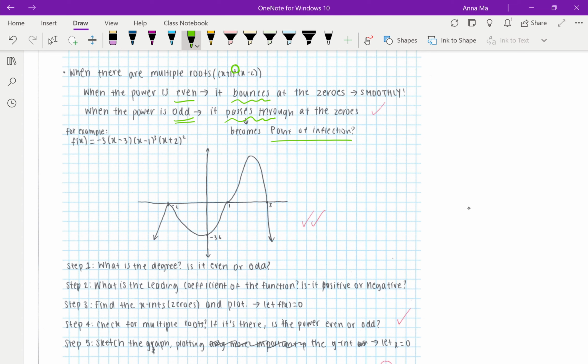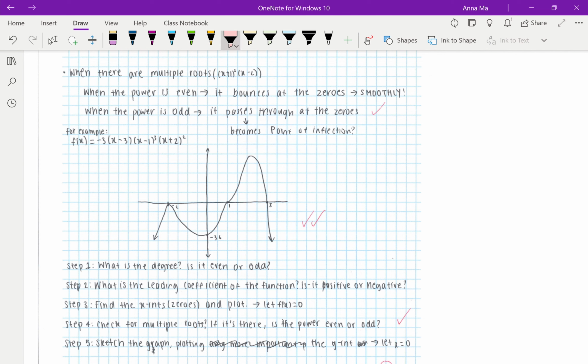If the power on the bracket is odd, then it passes through the zeros, but it becomes a point of inflection. So have a look at a point like this. It does pass through, as in it doesn't bounce off, but it doesn't cut through straight away. It sort of curves in and out, making it look like a point of inflection that we talked about back in chapter 4 of Year 12 Advanced. So that is also a good point to consider if you've got powers on the factorized brackets, because that's going to change the shape of the graph.